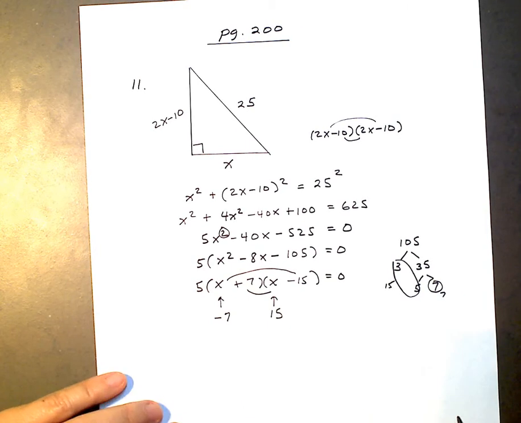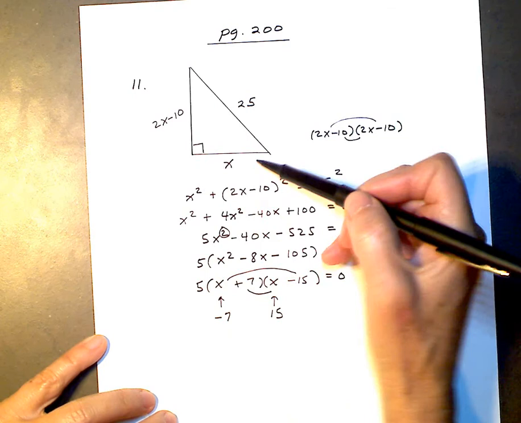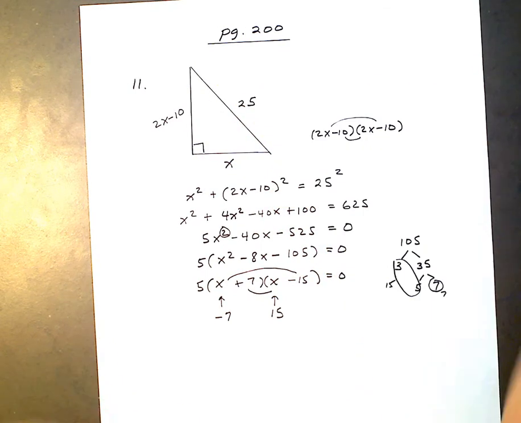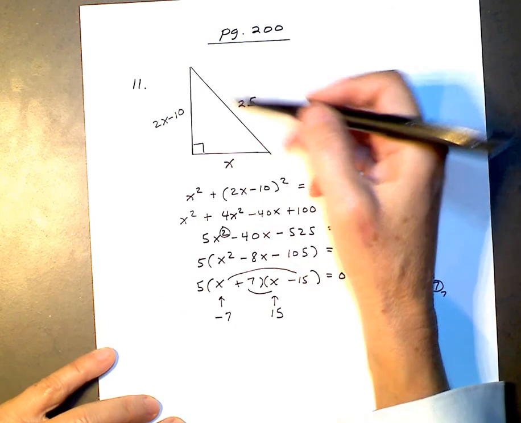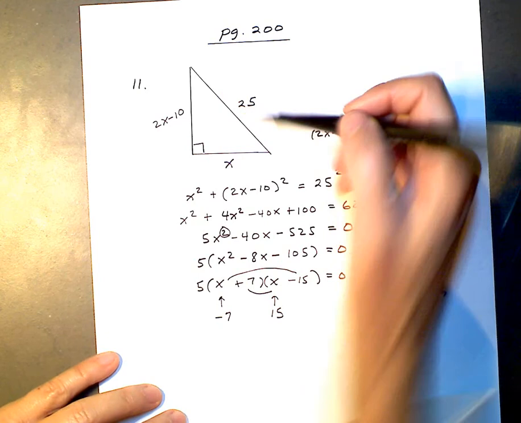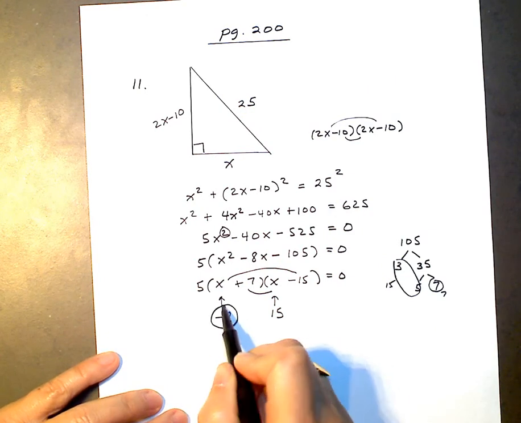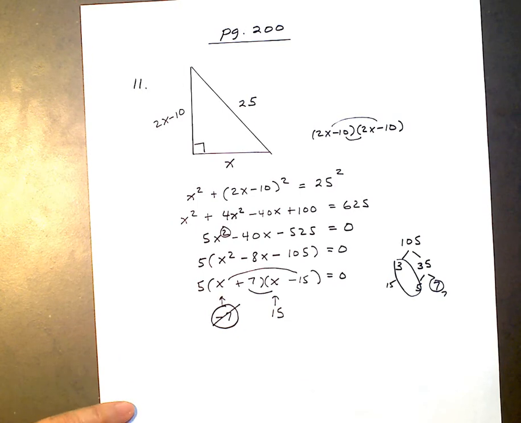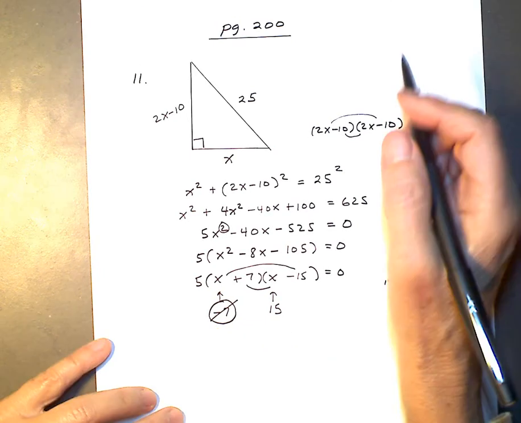And I understand that mathematically, if I was to make this negative 7 and this would be negative 24, they would multiply together the sum of those squares, and I would get a positive 25. But obviously I cannot have a negative side length of a triangle, or any negative length. So x is equal to 15 in this case.